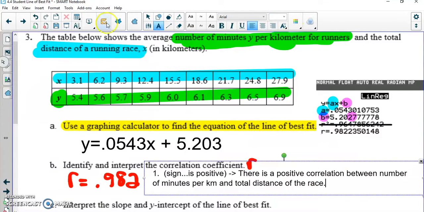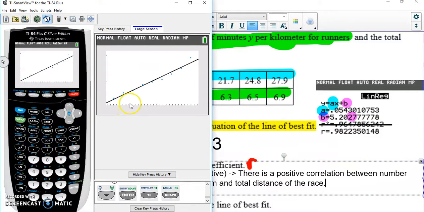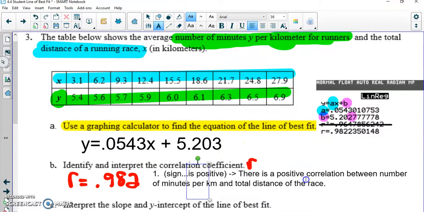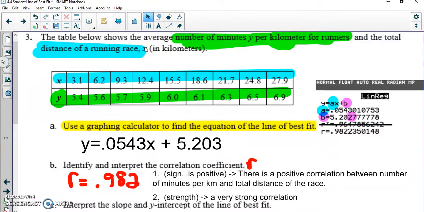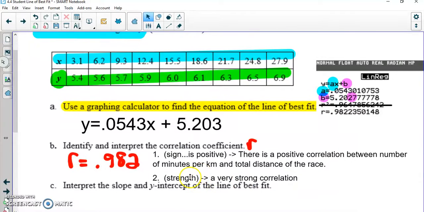And that makes sense. As the total distance of the race, x, gets bigger, so as the race gets longer and longer, my average pace should be getting slower and slower. Now the second thing it tells us, okay, there's a positive relationship, but the second thing will tell us the strength of that relationship. Is it a good fit? Is it a bad fit? And since this value is very close to 1, this would tell us it's a very strong correlation. So again, the correlation coefficient always tells you two things: the type of correlation, whether it be positive or negative, and the strength of that correlation.